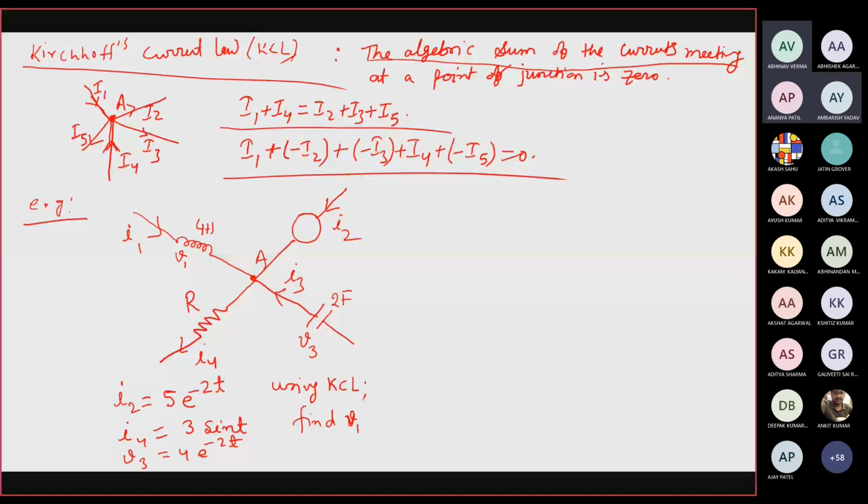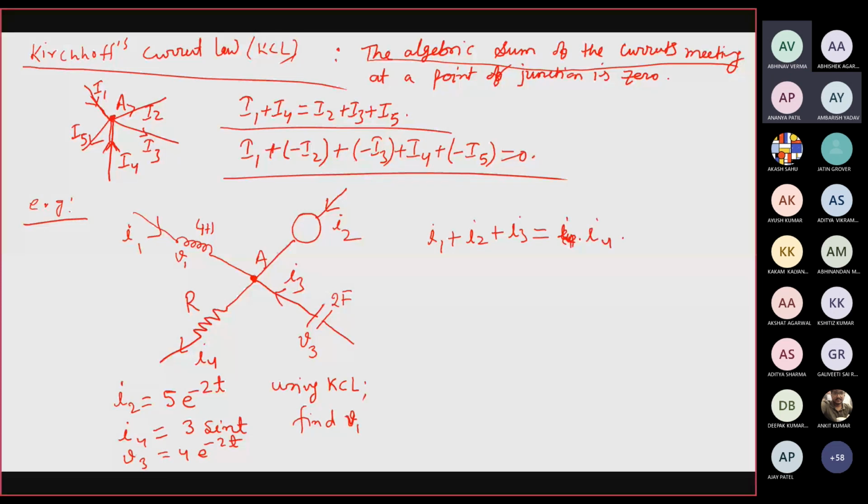Sir, I1 plus I2 plus I4, no, I1 plus I2 plus I3 is equal to I4. Yes, I1 plus I2 plus I3 will be equal to I4. That is, total current entering the node A will be equal to the total current leaving the node. So I1, I2 and I3 are entering the node and I4 is leaving the node. So this will be the current expression.